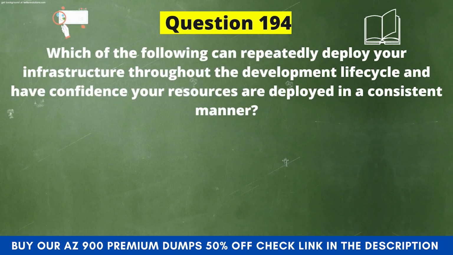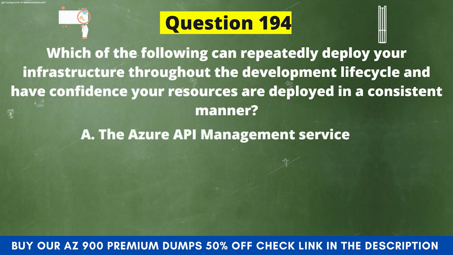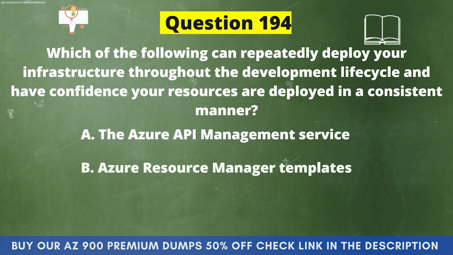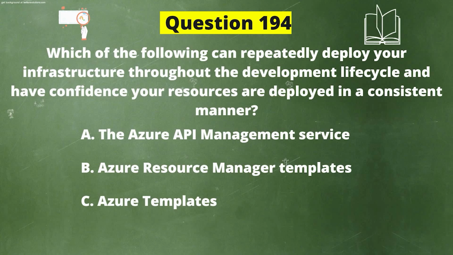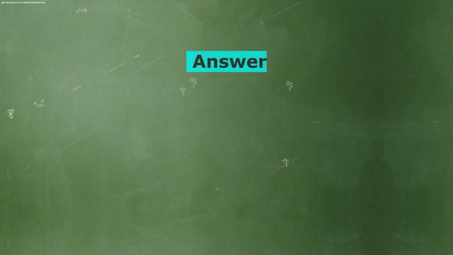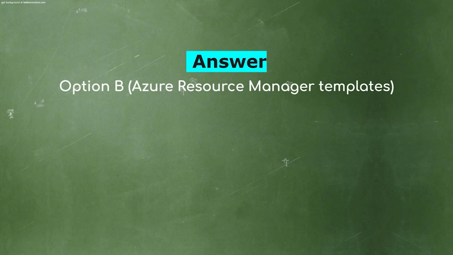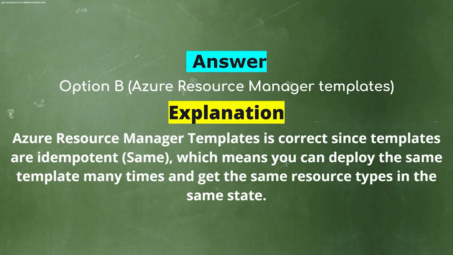Next question. Which of the following can repeatedly deploy your infrastructure throughout the development life cycle and have confidence your resources are deployed in a consistent manner? And the options are A. The Azure API Management Service. B. Azure Resource Manager Templates. C. Azure Templates. D. Management Groups. And the correct answer is option B. Azure Resource Manager Templates. Explanation. Azure Resource Manager Templates is correct since templates are idempotent, which means you can deploy the same template many times and get the same resource types in the same state.